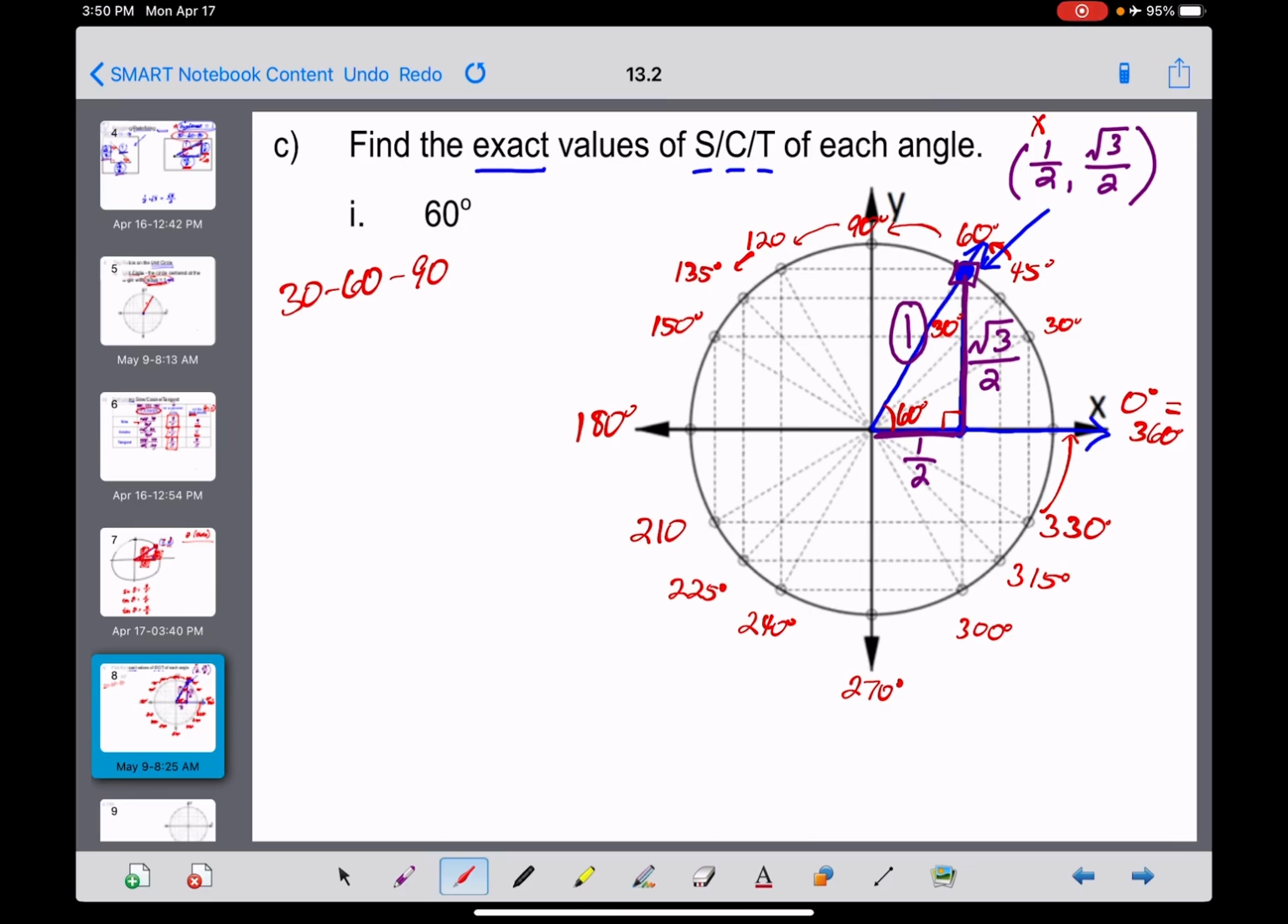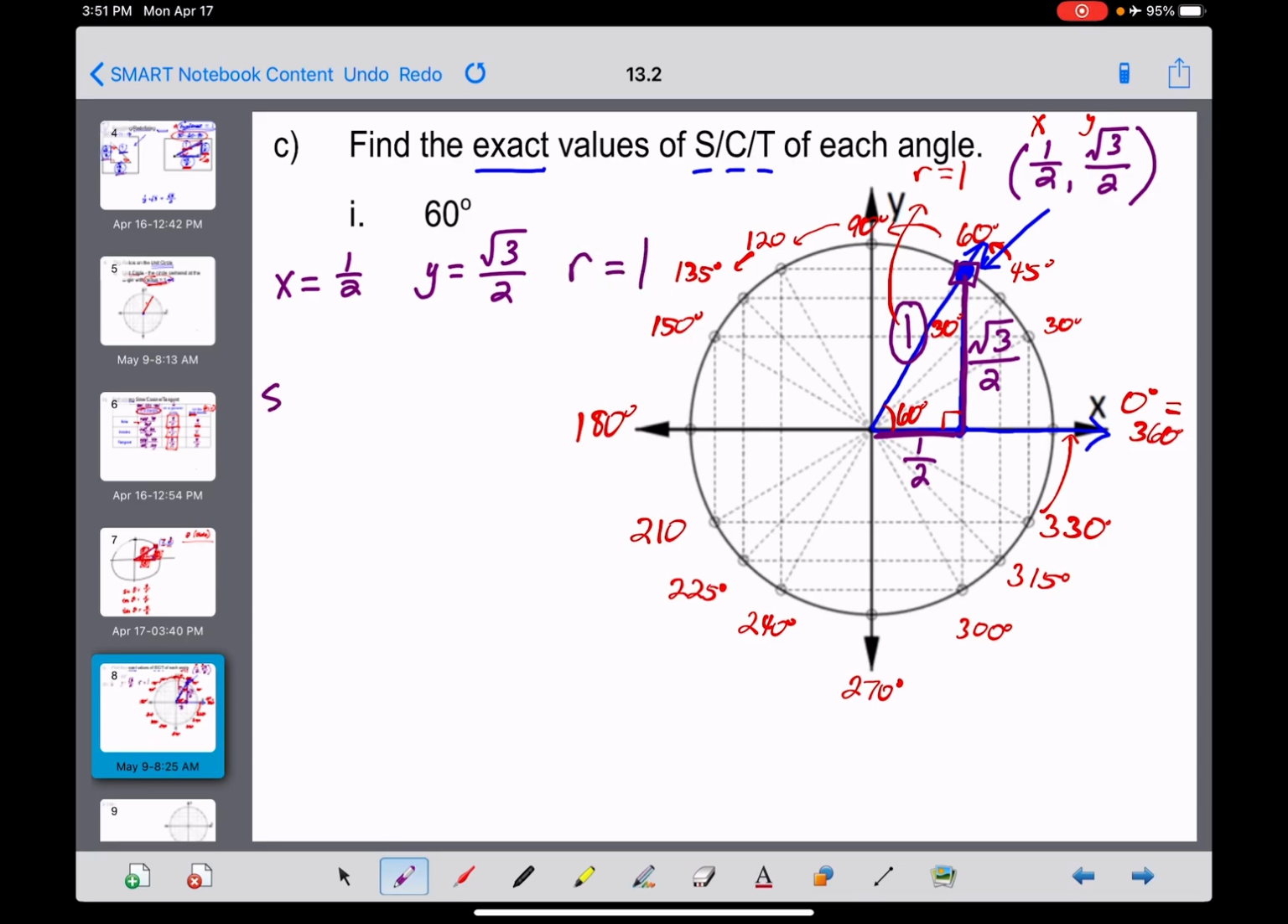This is your x-coordinate, and this is your y-coordinate. And of course, right here, we know that the radius is equal to 1. Maybe I should have written that over here somewhere, guys. So what I now know is that our x-coordinate there is 1/2. Our y-coordinate is square root of 3/2, and our radius is 1.